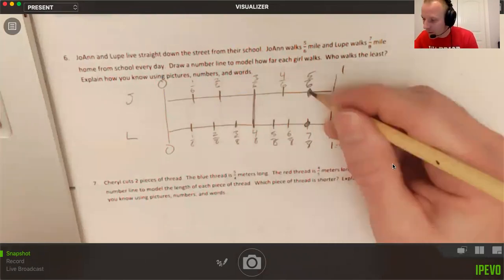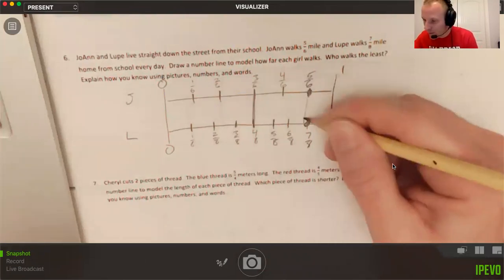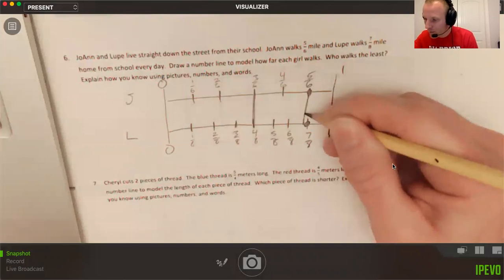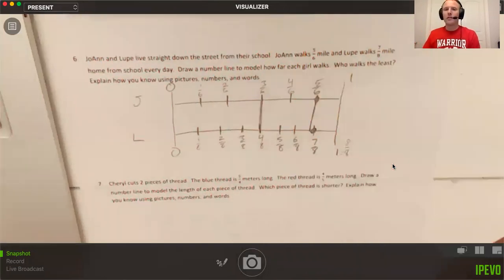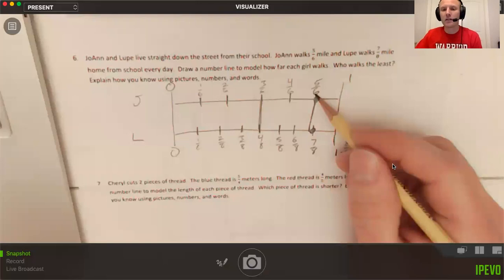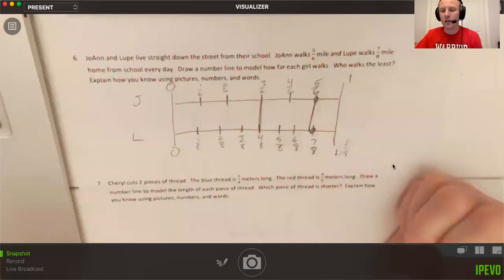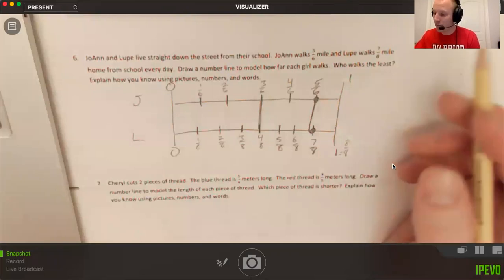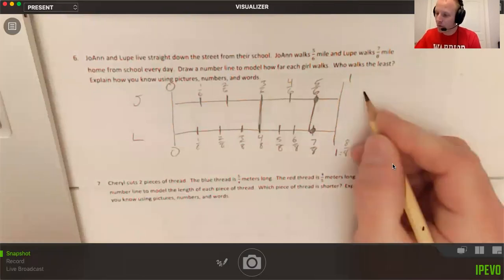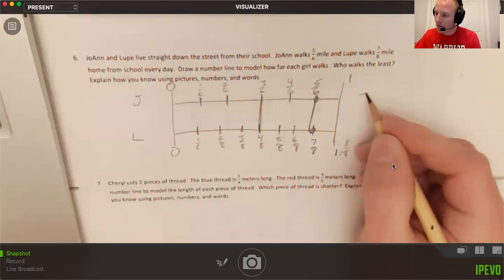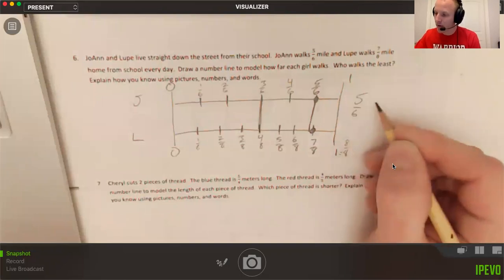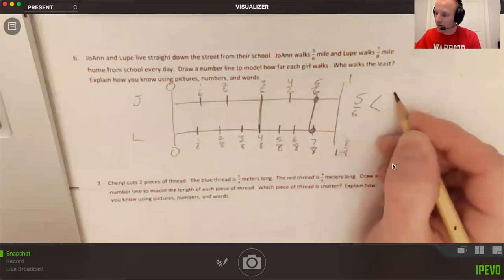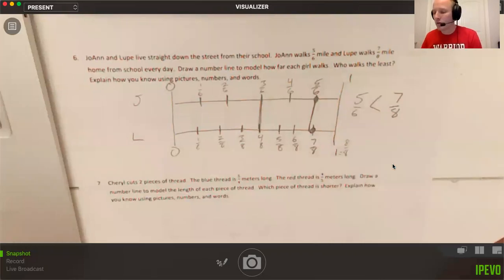Well, if I drew a straight line down here, it looks to me that 5/6 is less than 7/8. 5/6 is a bit smaller than 7/8. So 5/6 is less than 7/8. Not by much, they're pretty close.